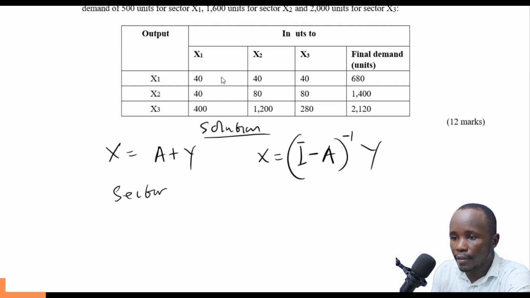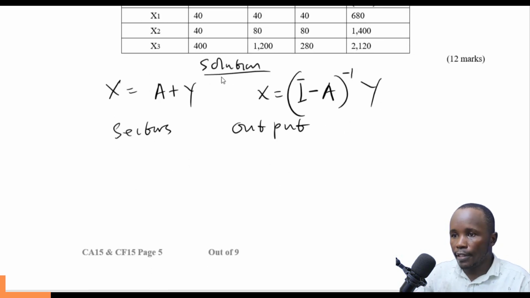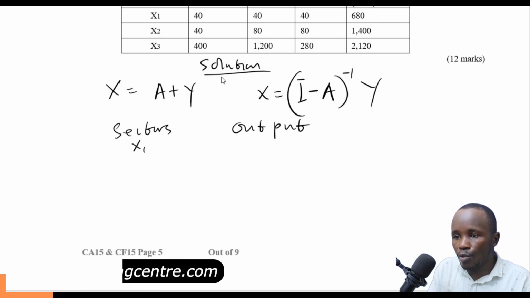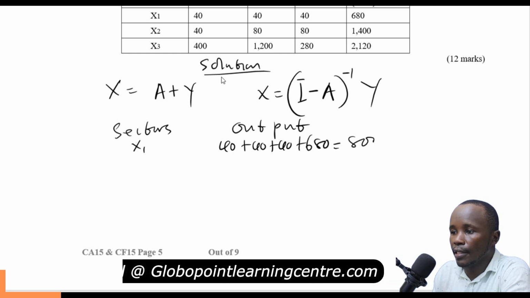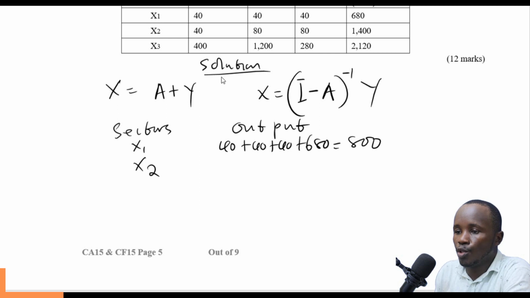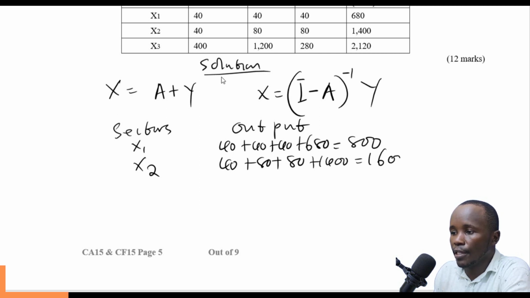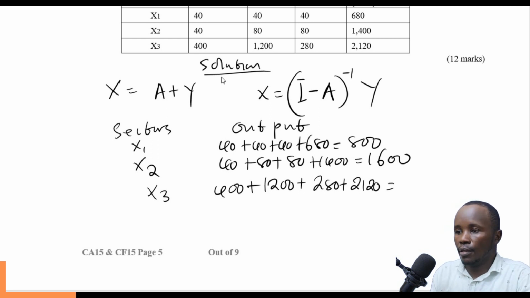Here we have the sectors and we have the output. Sector X1, the output here we have is 40 plus 40 plus 40 plus 680. When you add this, this is 800. X2, we have 40 plus 80 plus 80 plus 1,400. This gives me 1,600. X3, we have 400 plus 1,200 plus 280 plus 2,120. When you add this, this gives me 4,000.